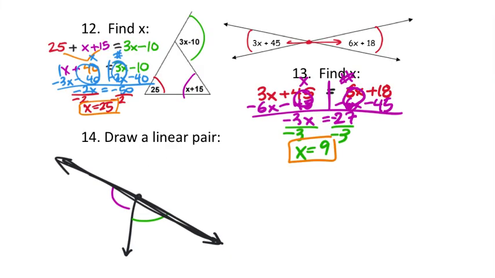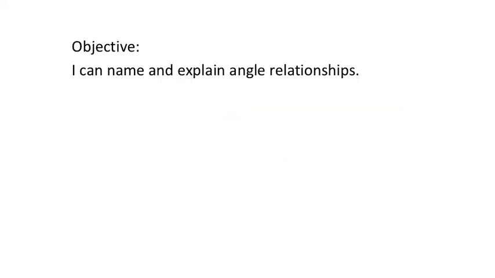So there we go, there's those three problems. And here's our objective. I can name and I guess find or solve angle relationships. That's good. So for the two lessons that are in this unit, this is one of them. Next time, we'll be looking at different types of angle relationships, but this is all we got for now.